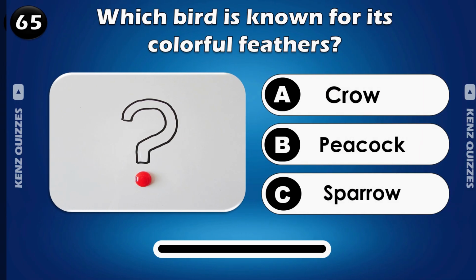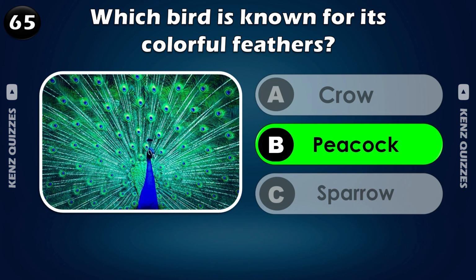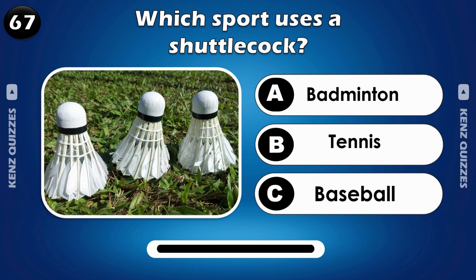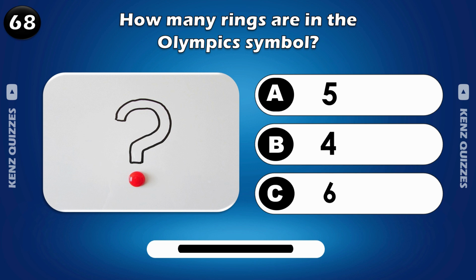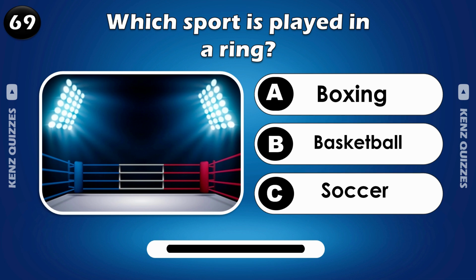Artificial intelligence. Which bird is known for its colorful feathers? Peacock. Which war was fought between North and South in the United States? Civil War. Which sport uses a shuttlecock? Badminton. How many rings are in the Olympic symbol? 5. Which sport is played in a ring?